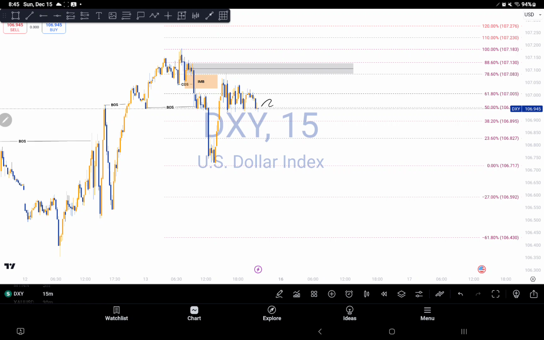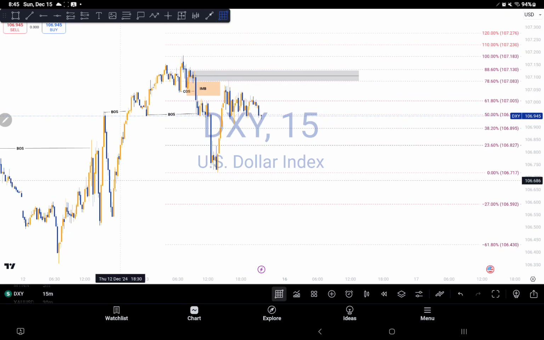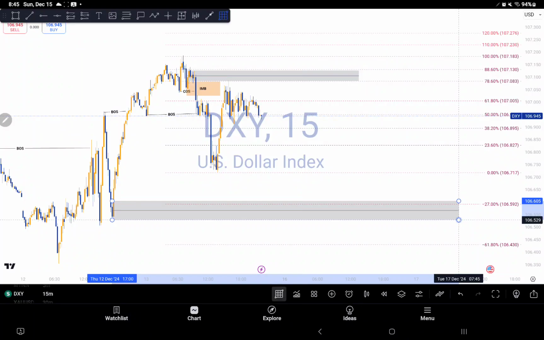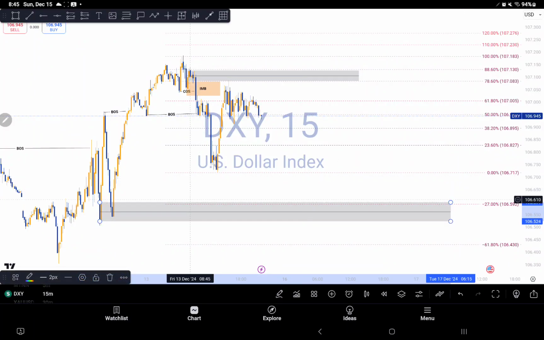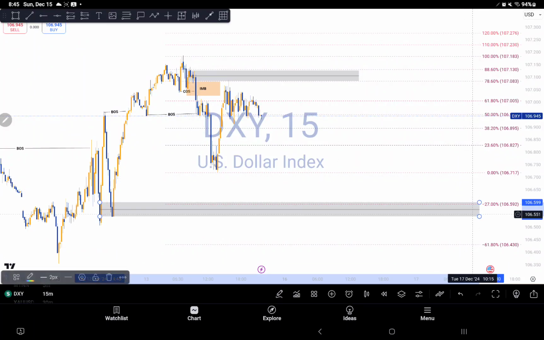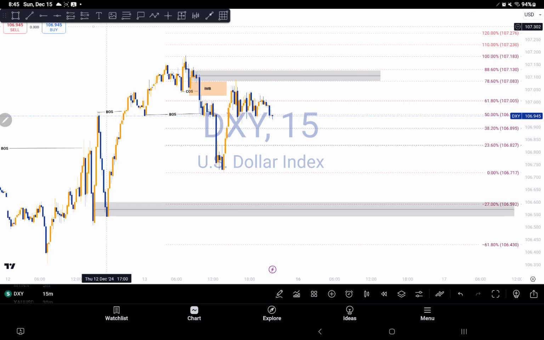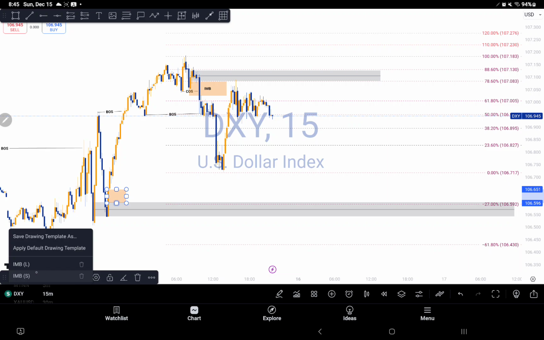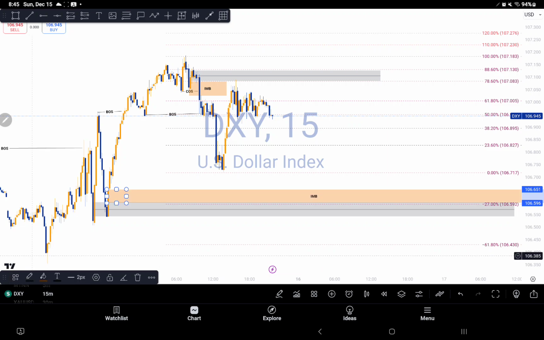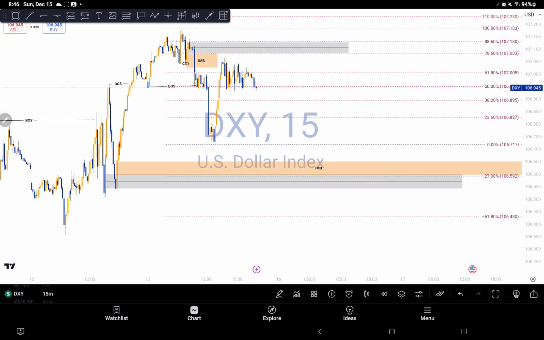So definitely I'm predicting it to at least come down here to push to my negative 27% fib level, which is also this area that needs to be mitigated as well, right? This area right here needs to be mitigated as well, and we also have an imbalance right here. So definitely, I think DXY is pushing to the downside to around this area right here.